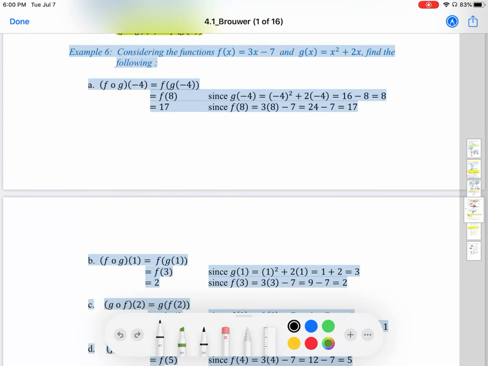So let's do example 6. We have function f of x is 3x minus 7, and g of x is x squared plus 2x. Find the following: f composed with g of negative 4. All right, so what we're going to do is first find g of negative 4, and then f of that.